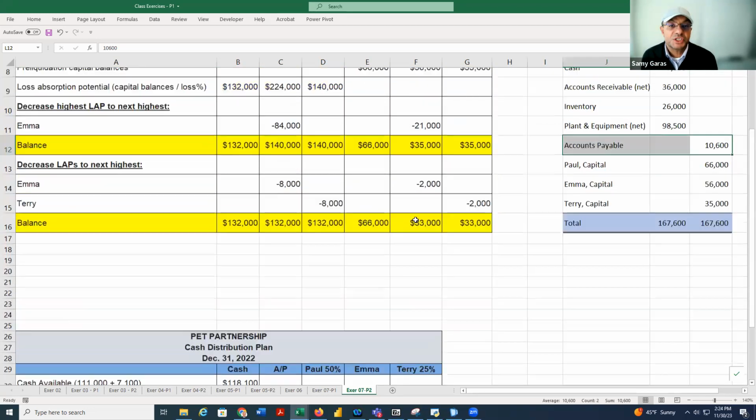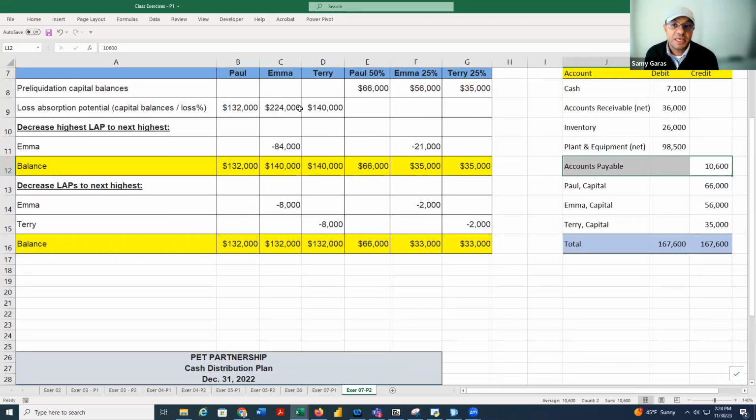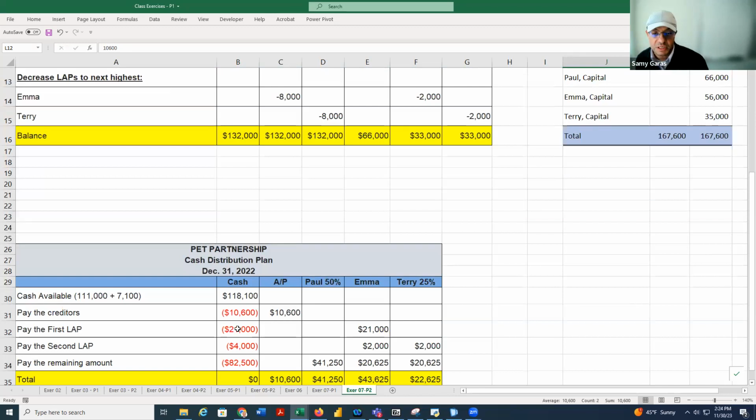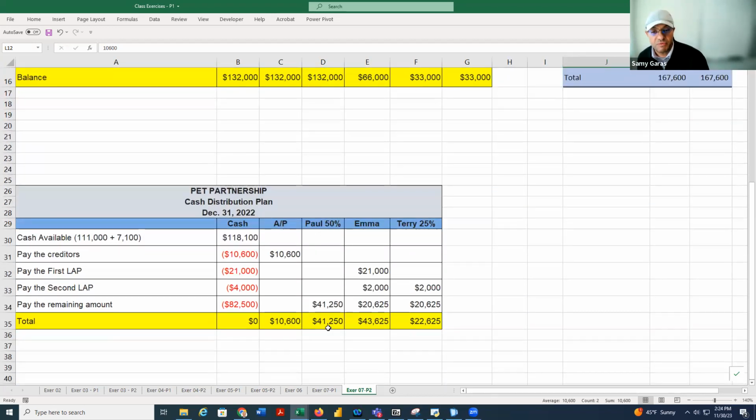But because Emma has higher LAP than both of them, she will take 21,000 first. And this is the reason I put the 21 here. But still, Emma will take 2,000 and here 2,000. So I put here 2,000 Emma and 2,000 Terry. And then the balance will go between Paul, Emma, and Terry. And this would make it a total payment of $41,250 for Paul, $43,625 for Emma, and $22,650 for Terry.